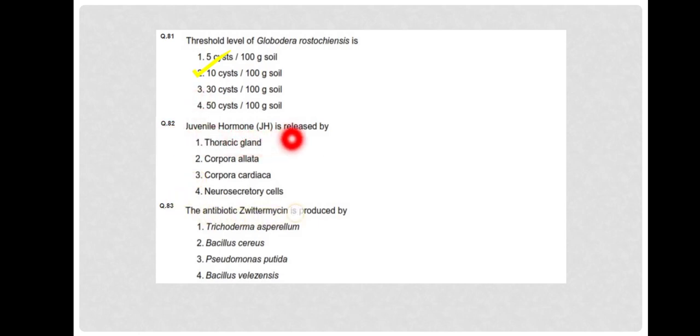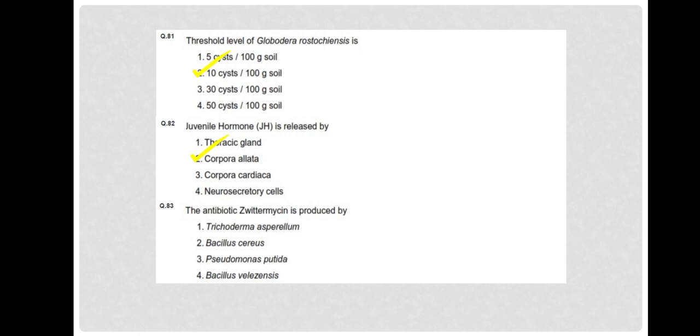Juvenile hormone is released by, answer is corpora allata. Juvenile hormone is a compound which regulates the insect development, reproduction, diapause and polyphenism. It was first discovered by Wigglesworth in 1930s. It is secreted from corpora allata or corpus allatum.